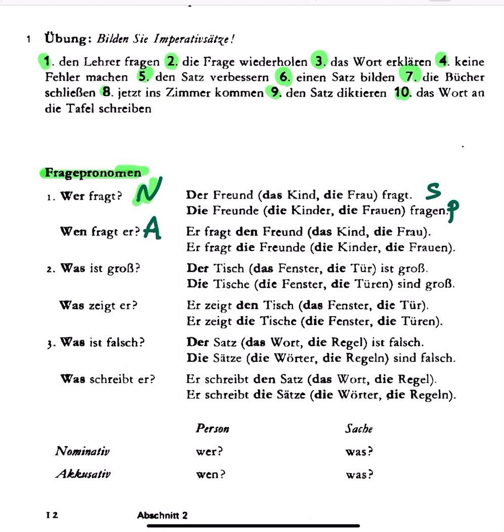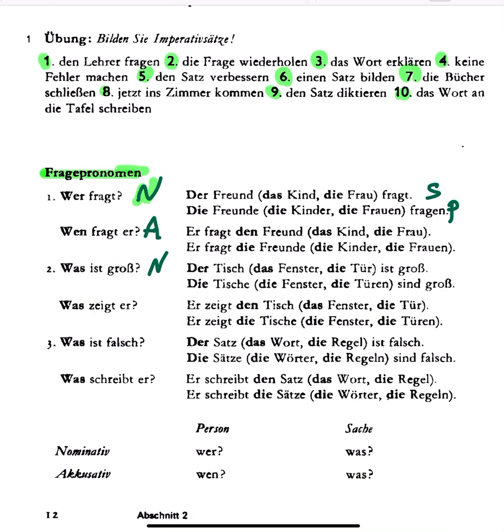Was ist groß? What is big? It is for nominative. Der Tisch, das Fenster, die Tür ist groß. The table, the window, the door is big. Die Tische, die Fenster, die Türen sind groß. The tables, the windows, the doors are big.